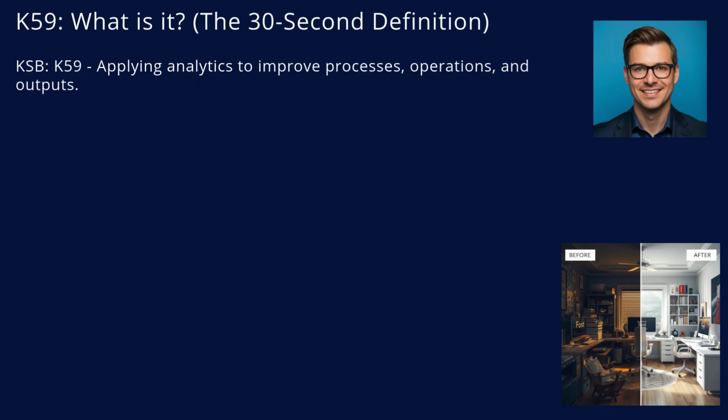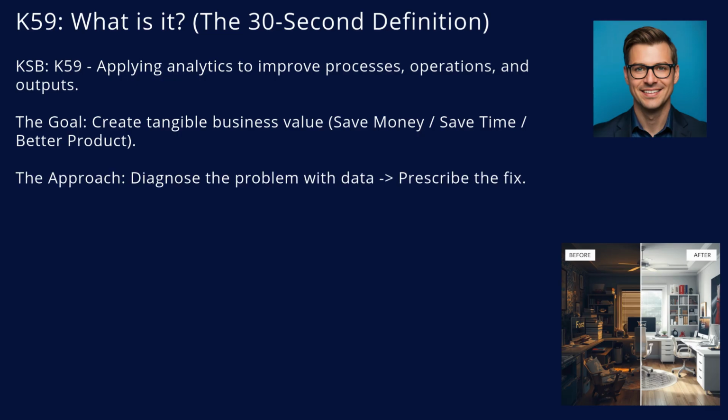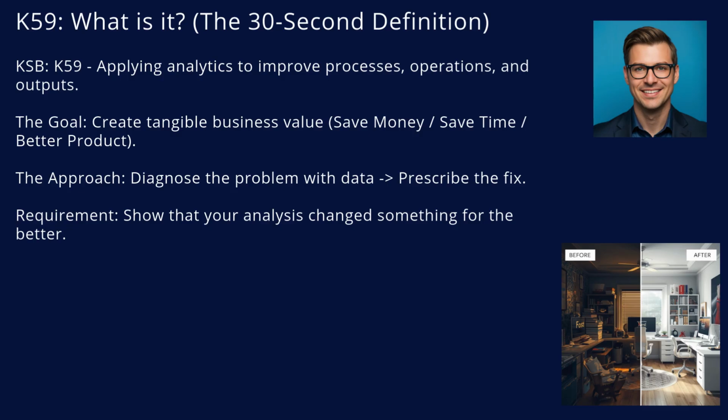K59 involves applying analytics to improve processes, operations, and outputs. The goal is to create tangible value, save money, save time, or make a better product. Think of it as diagnosing a problem with data and prescribing a fix. You need to show that your analysis actually changed something for the better.